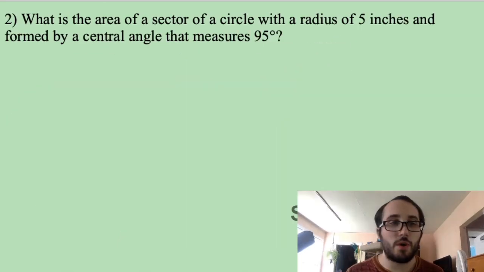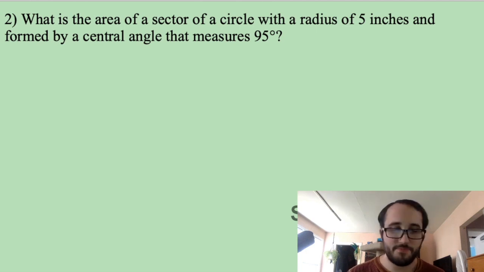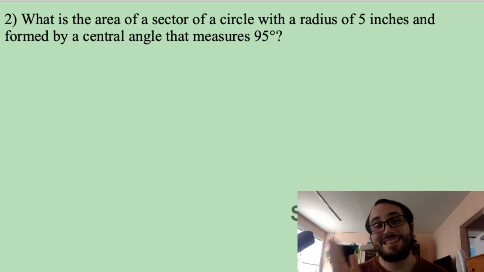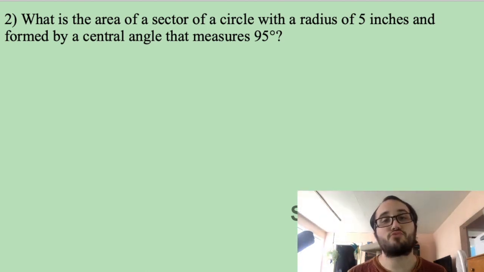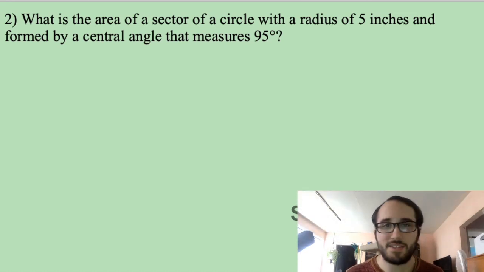So this is a similar question. Again, what is the area of a sector with a radius of 5 inches formed by a central angle that measures 95 degrees? Same question, different numbers. So let's draw our picture, let's label our picture, and then let's write out the formula to see what we can substitute in to solve our problem. Problem. I can't speak today.